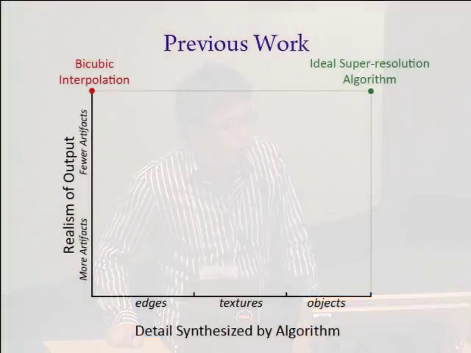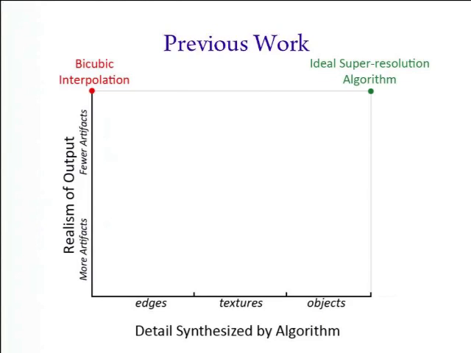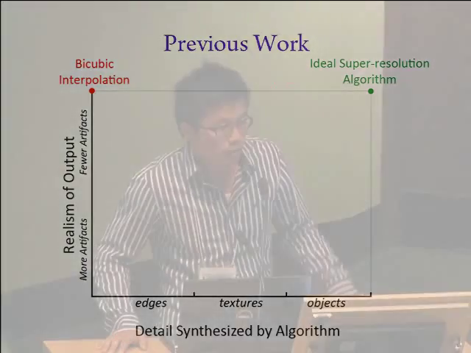And then you can perform a very basic interpolation method that gives you minimum artifacts, but at the same time there's no detail synthesized at all. So this bicubic interpolation should be on the y-axis.